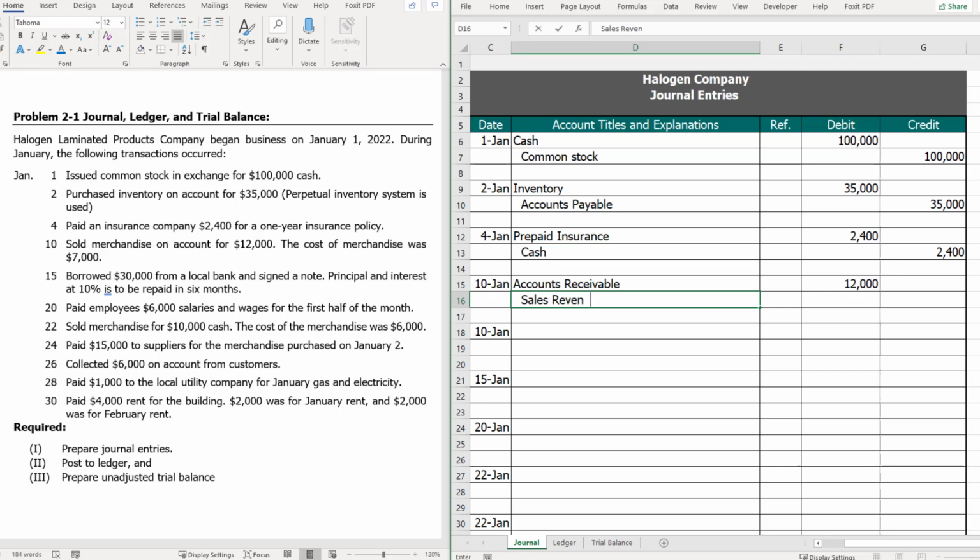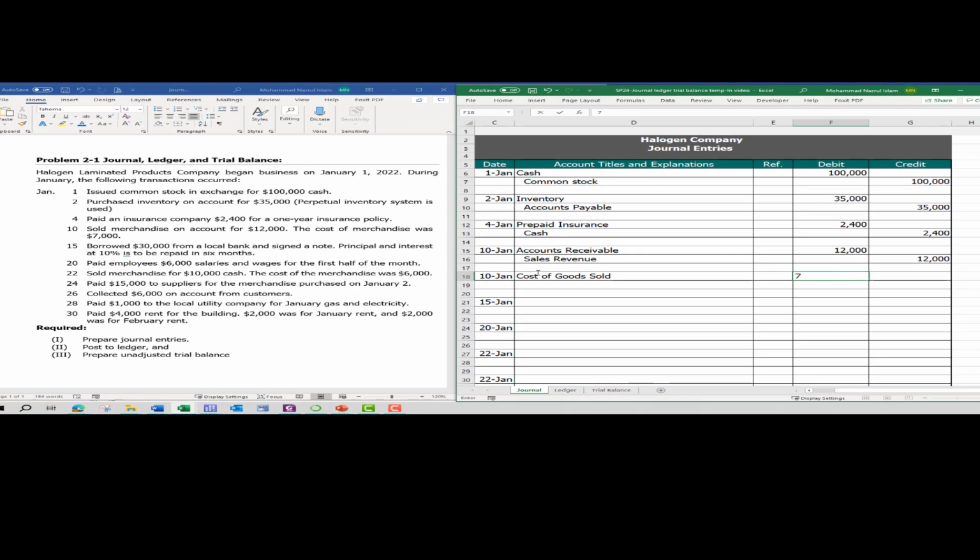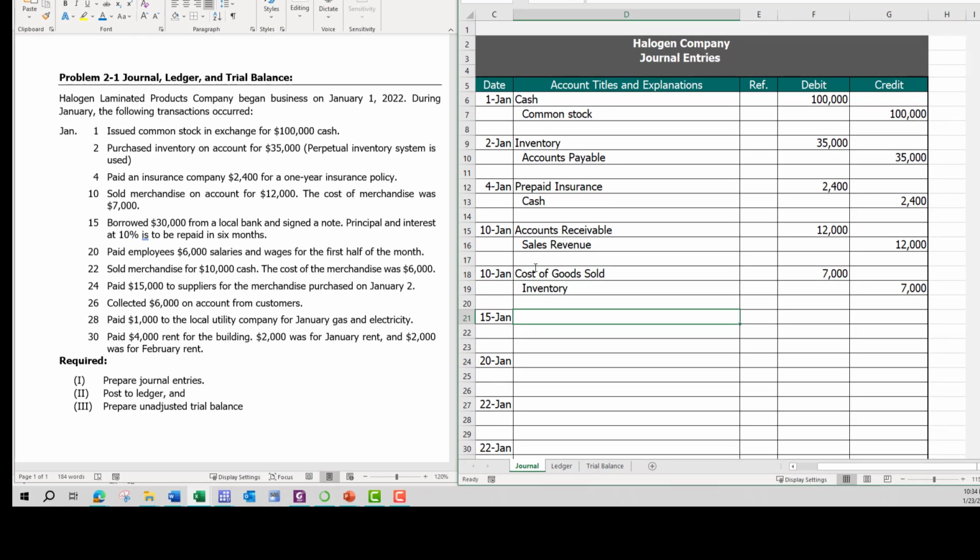Sales revenue credit 12,000. And you know that the cost of the goods we have sold was 7,000. So cost of goods sold 7,000, and inventory has been decreased by the sale, so inventory credit. Okay.